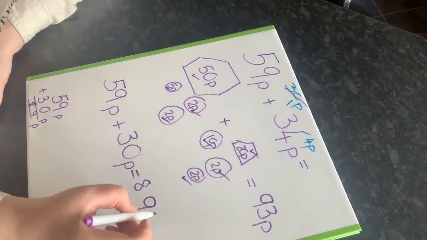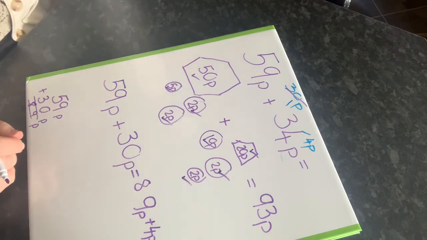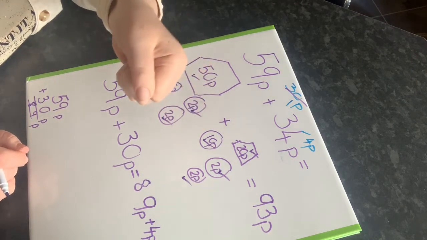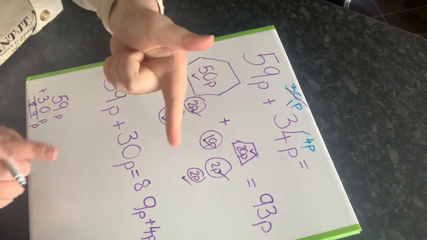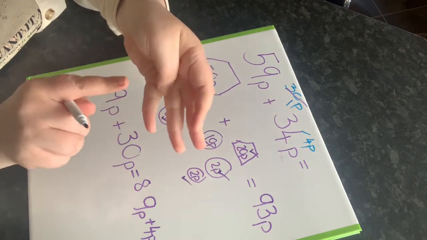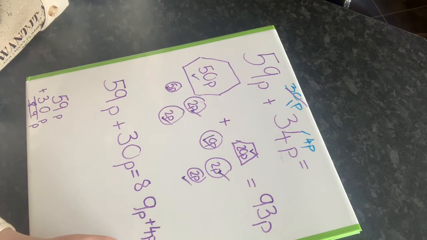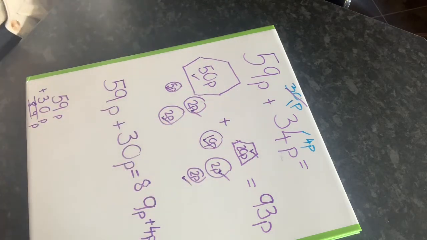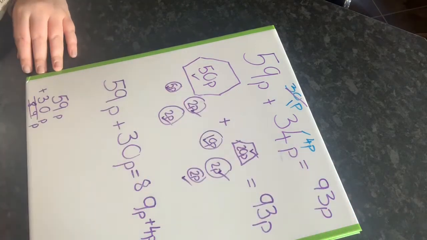But we've still got our 4p to add. 89p add 4. So I'm going to use my fingers to help me. So 89 add 1 is 90, 91, 92, and 4 is 93p, which is the same as we got when we were using the coins to help us as well. So those are 2 different ways you can work it out.